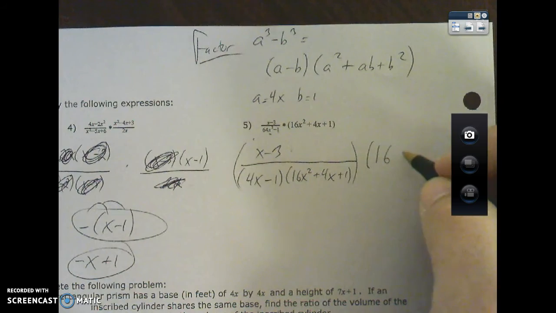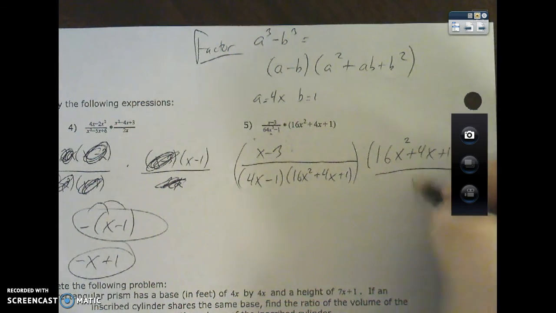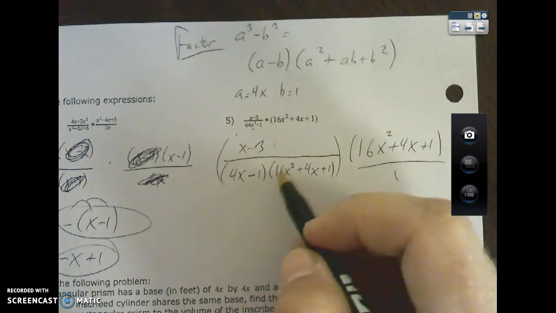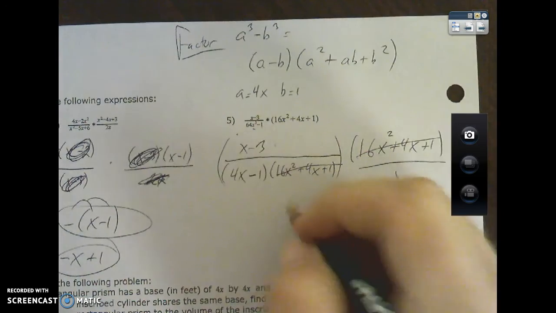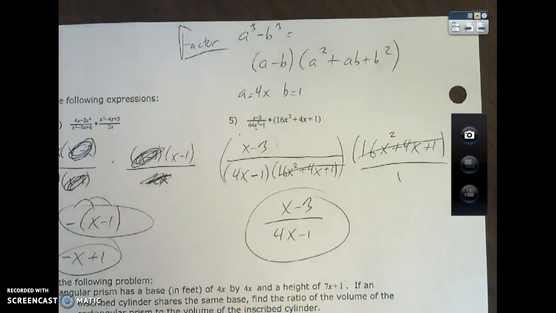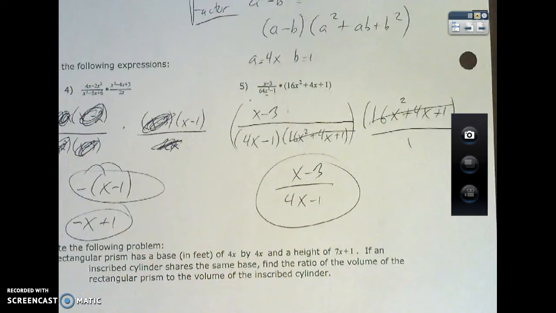Now why is that so significant? Because check out what's up top over here. Oh my gosh, look. It's the exact same thing. No way. It cancels out. And I'm left with x minus 3 over 4x minus 1. Another beautiful problem where something really kind of messy and like, yuck, turns into something really nice. Okay. Yes, I do know we need some practice with factoring. It's just one of those skills that you have to have, especially to do well in this chapter.